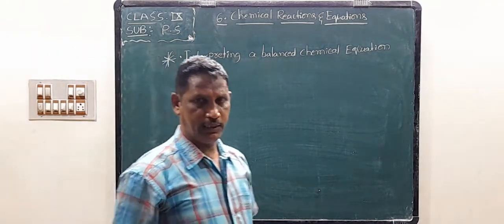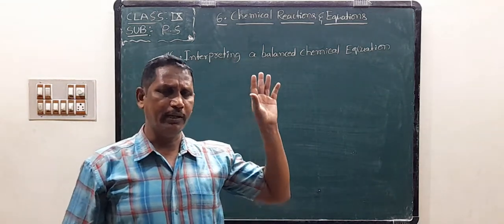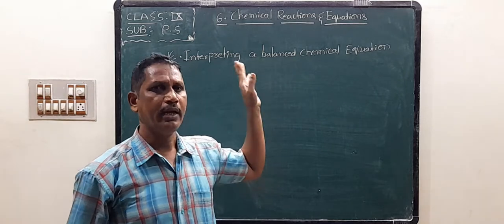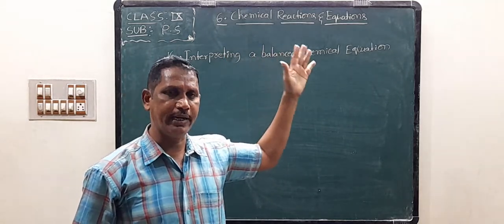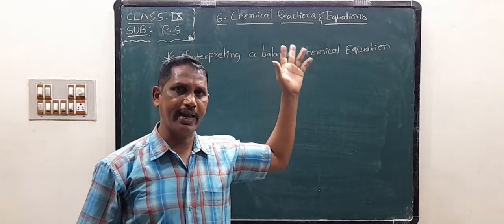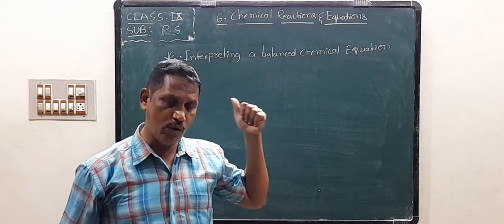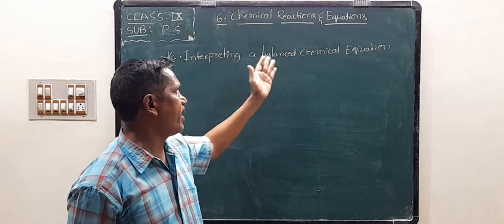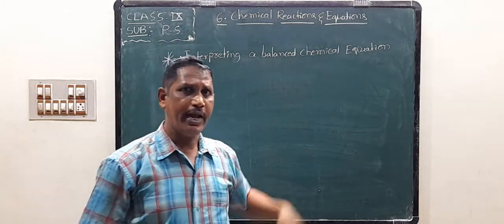Good morning, students. Today we discuss the sixth chapter in our PS textbook, that is chemical reactions and equations. In this lesson we discuss interpreting a balanced chemical equation.